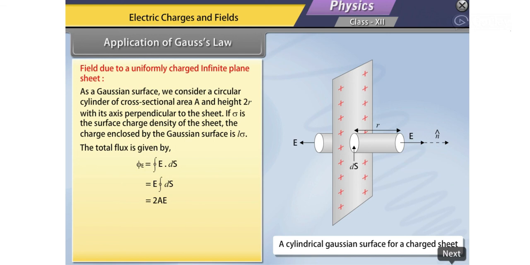is equal to the product of 2A and E. According to Gauss's theorem, we get the electric field at any point at a distance r from the sheet is equal to sigma divided by 2 epsilon naught.